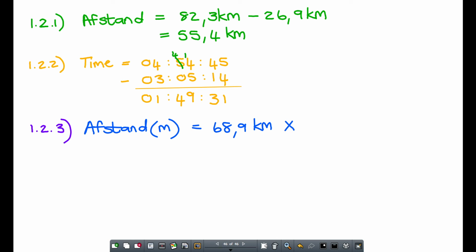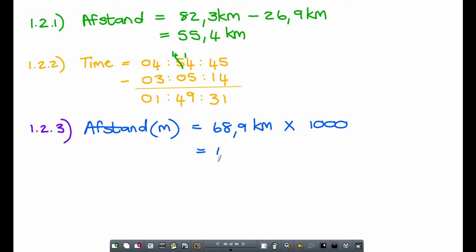Okay, so it was given in terms of kilometers, né? Ek moet hom gaan omskakel na meter toe. Hoeveel meter is daar in 'n kilometer? 1000, né? So ek gaan hom maal met 1000. Onthou, as jy van 'n groot eenheid na 'n kleiner eenheid toe gaan, dan moet ek maal. I've got to go and multiply. So multiply with that factor of 1000, want ons het 1000 meter in 1 kilometer.